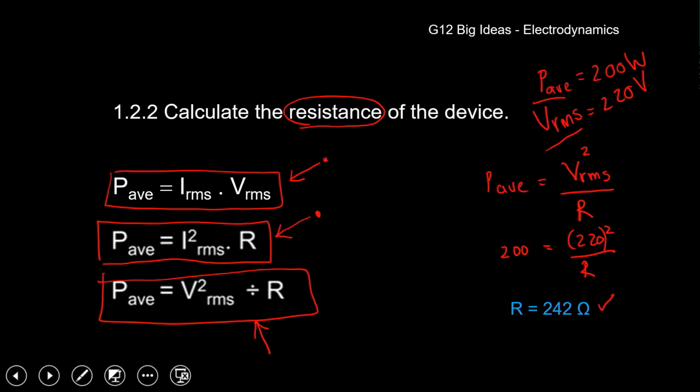I just want to go back to this. If you choose to use one of these two formulae, you will have to calculate what I is first, and then from that you would substitute it in to find the R.